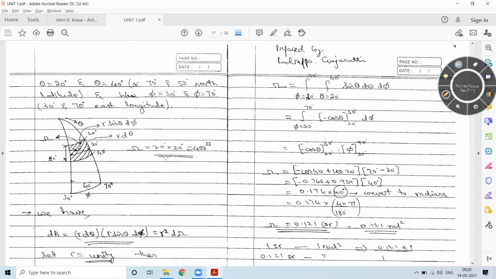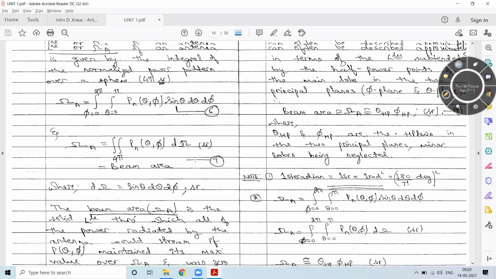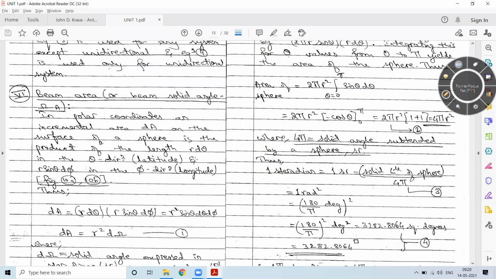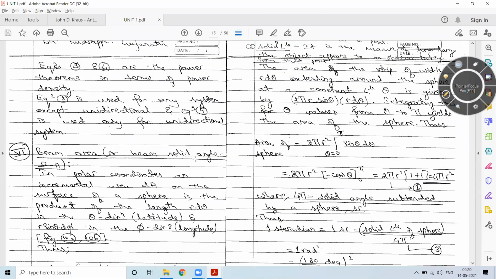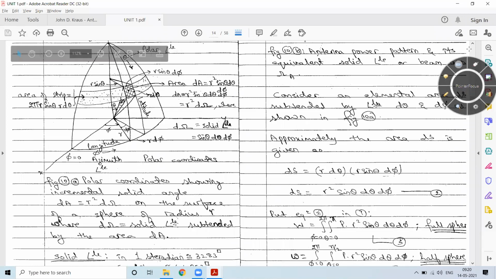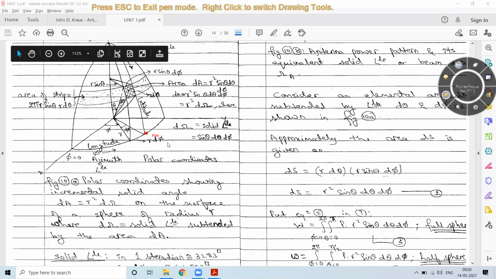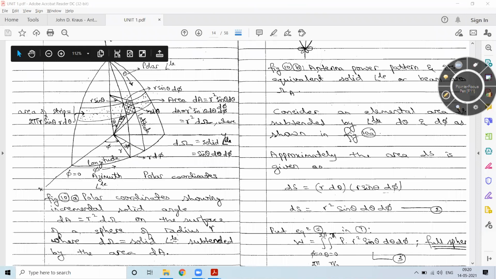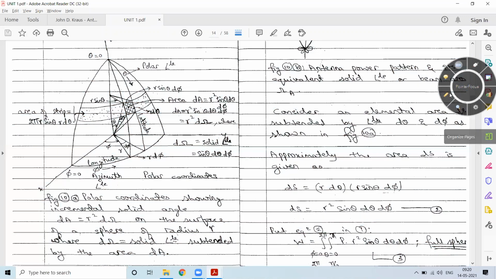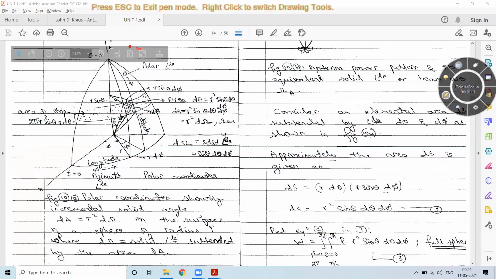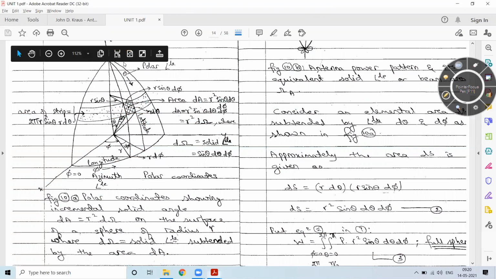So now, how is this value actually represented? This is a part of the sphere that we are considering. This small elemental area is given in terms of information with respect to the angle.